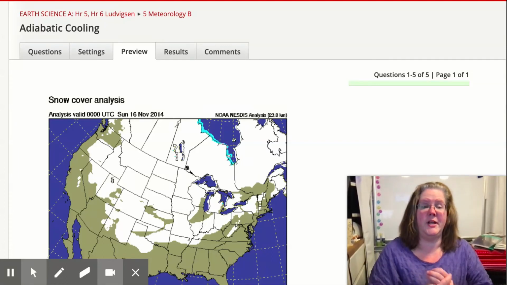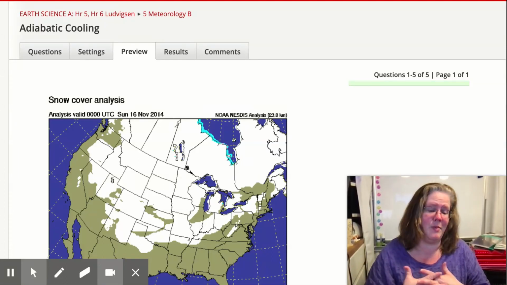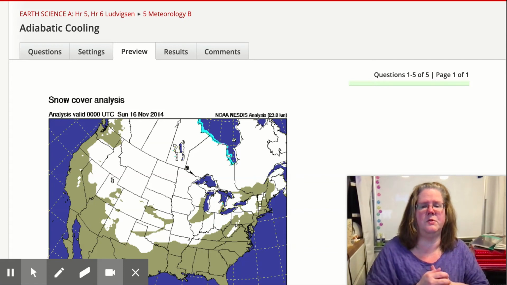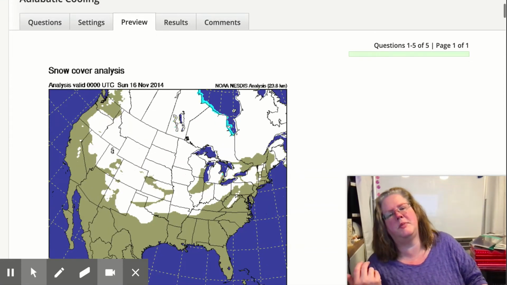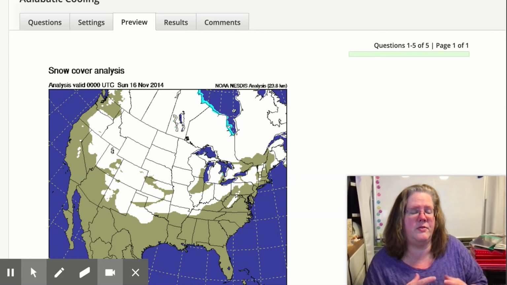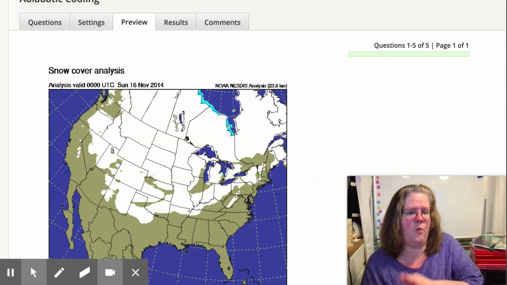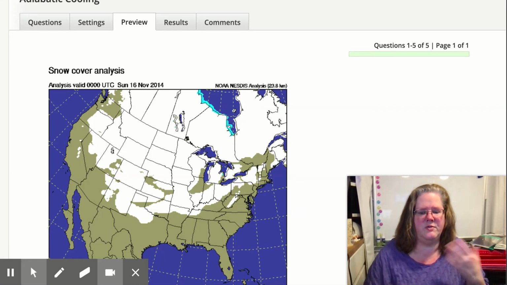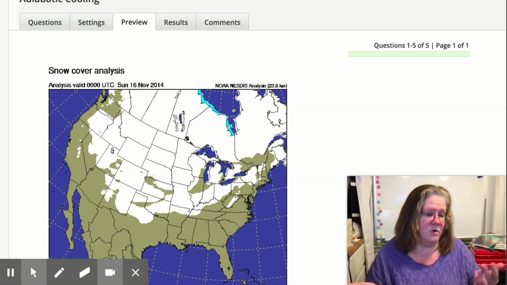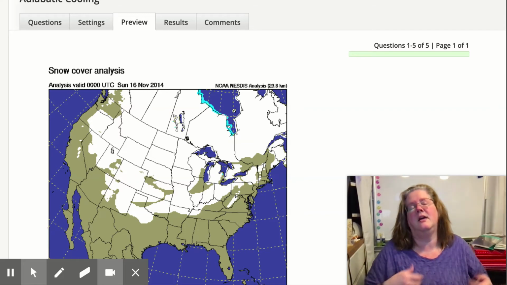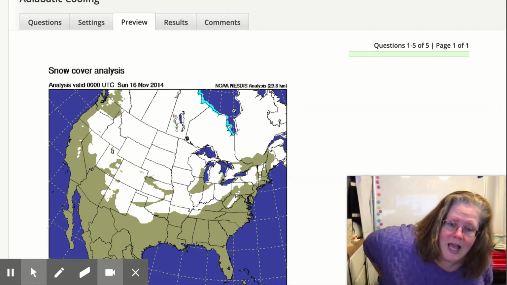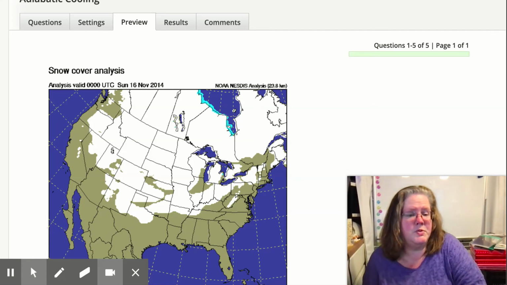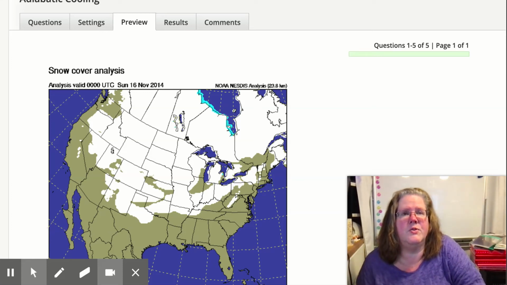Hi, we're starting Meteorology B, and we're looking at adiabatic cooling. Now, we know there's different ways to cool things. From earlier in the year, we talked about albedo, that reflectivity off of the surface. If you hit a white surface versus an asphalt surface, more light is going to be reflected from the concrete, because dark gray to black asphalt absorbs more energy.